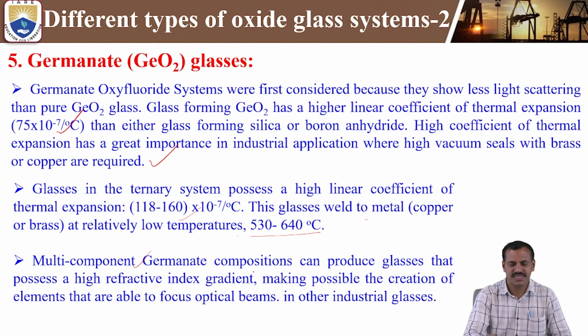So, germanium-based glass systems produce the high refractive index gradient, making possible the creation of elements that are able to focus optical beams in other industrial glasses, because it has the high refractive index gradient. That is why they are using it for optical beam focusing purposes. They are using the germanium-based glass systems.